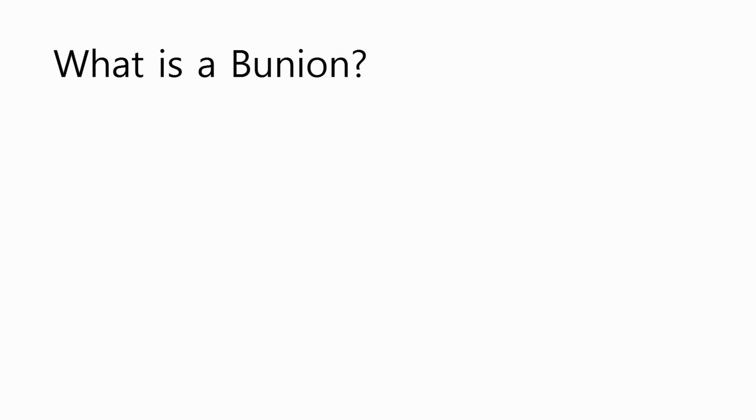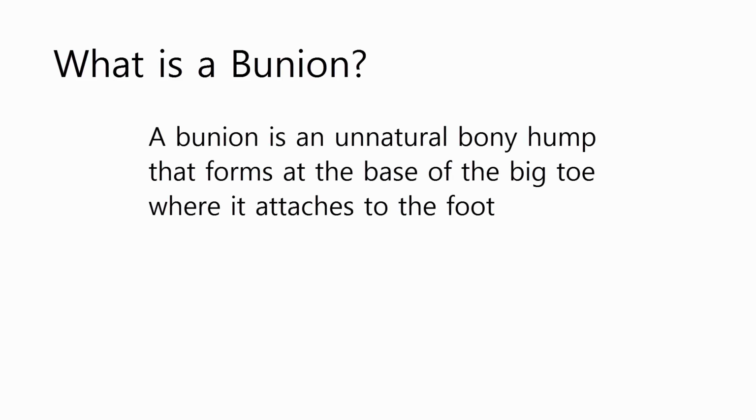Today I'm going to talk to you about the real reason why bunions occur. There are a lot of myths surrounding bunion formation, and I'm here to set you straight and tell you the true story. Before we get started on why bunions form, we need to define what a bunion is. A bunion is defined as an unnatural bony hump that forms at the base of the big toe, at the point where it attaches into the foot.